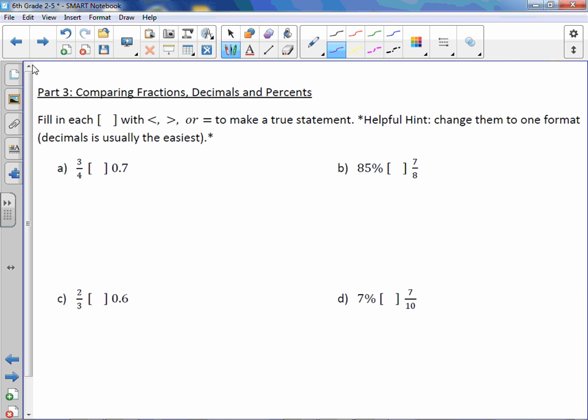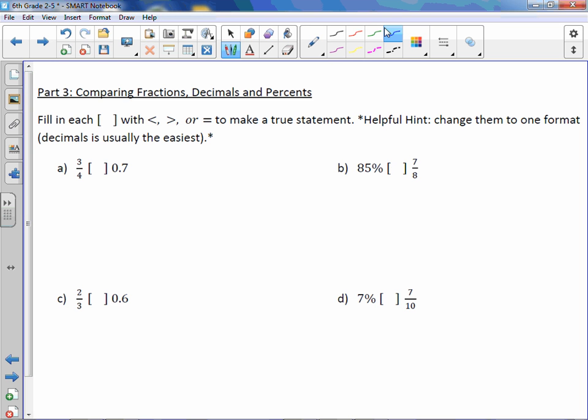Now let's compare not just fractions, but fractions, decimals, and percents. Fill in each box with less than, greater than, or equal to make a true statement. Helpful hint, change them to one format. And decimals are usually the easiest to do. So let's take a look here.